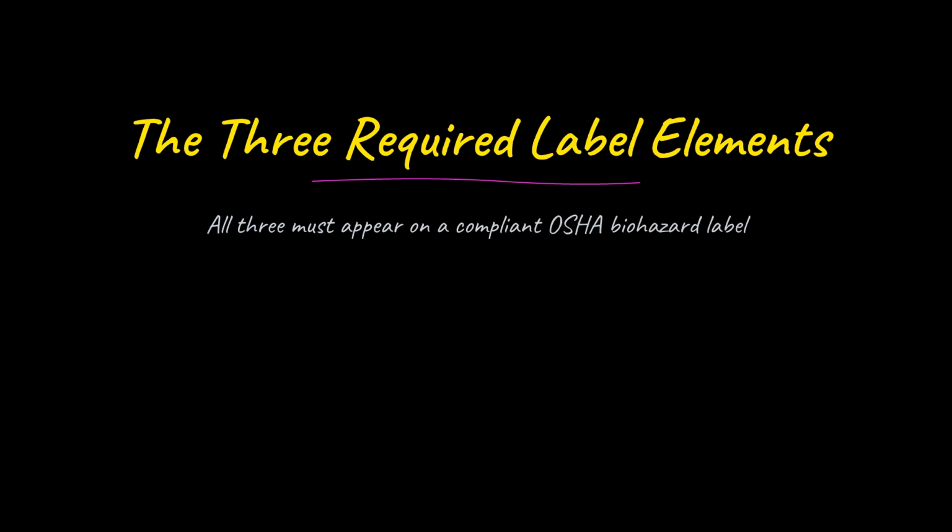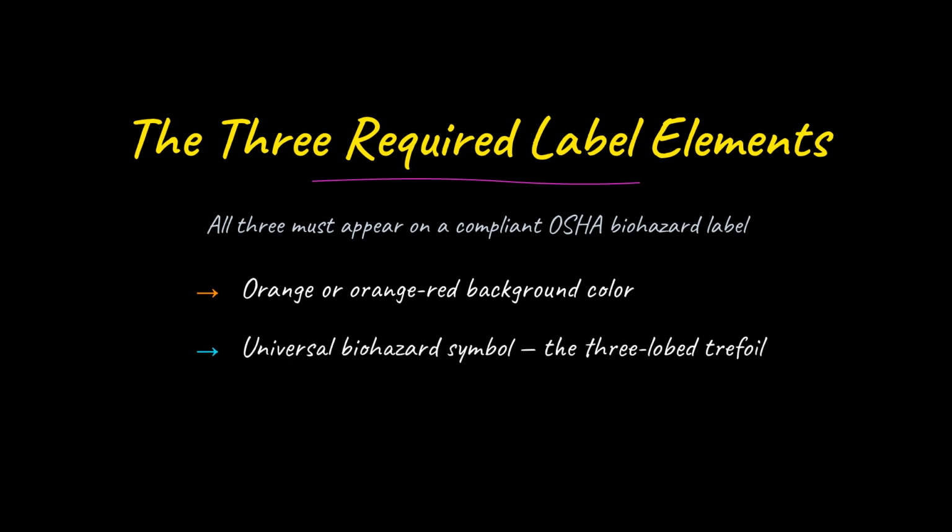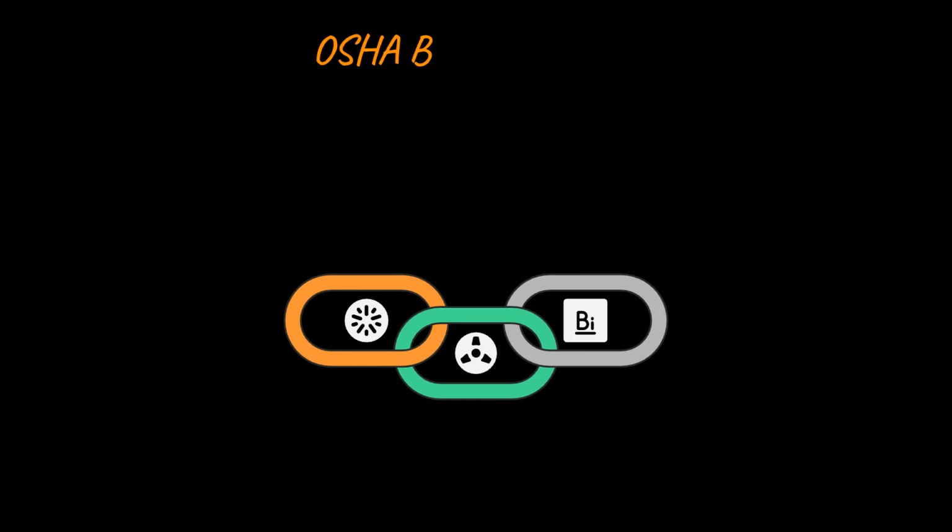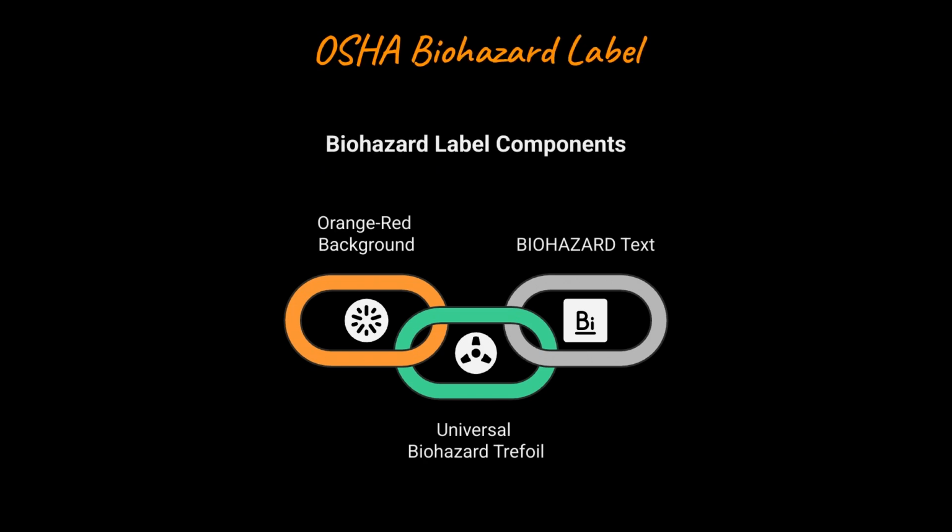A compliant label must include three elements: the orange or orange-red color, the universal biohazard symbol, the three-lobed trefoil design recognized internationally since the 1960s, and the word biohazard. All three together make the label valid under OSHA's standard. Red bags with the biohazard symbol permanently printed are also accepted as an equivalent to labeled containers, specifically for regulated medical waste disposal, giving facilities a practical alternative for waste bags and sharps containers.